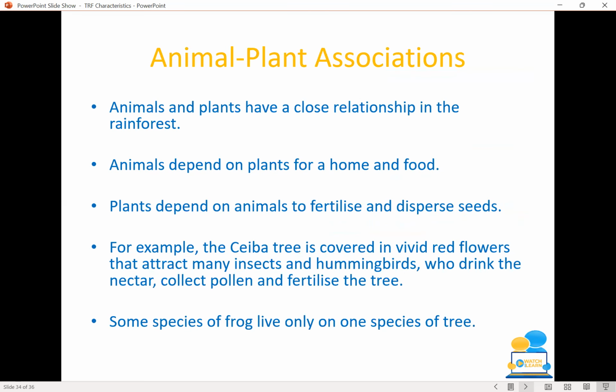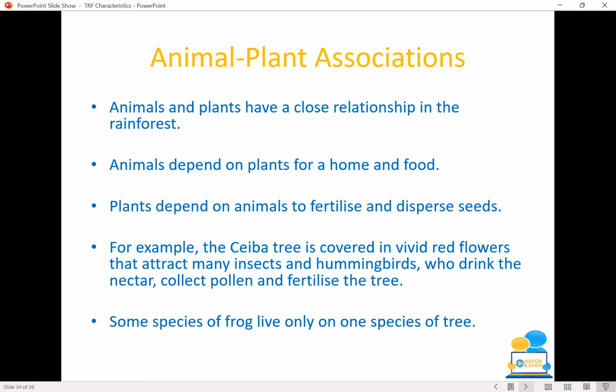We've also got plant and animal associations. Animals and plants have a close relationship in the rainforest and depend on each other to survive. Animals depend on plants for both a home and for food. Plants depend on animals to fertilize and also disperse their seeds. So it's a mutual relationship for both to thrive and survive.